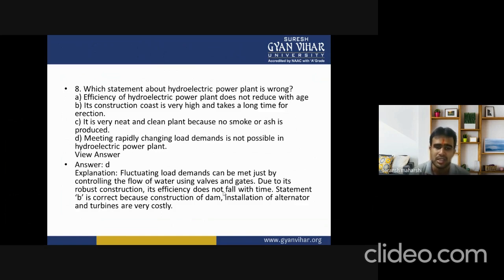Meeting rapidly changing load demands is possible in the hydroelectric power plant because fluctuating load demands can be met just by controlling the flow of the water using the valves and the gates. Due to its robust construction, its efficiency does not fall with time. Statement B is correct because construction of dam, installation of the alternator, and turbines are very costly.